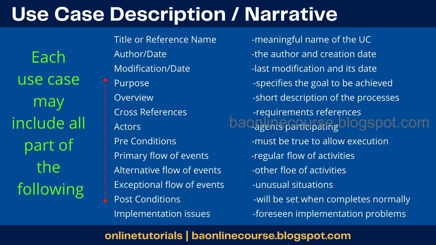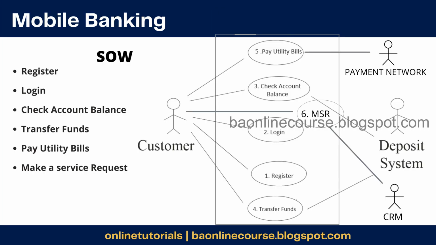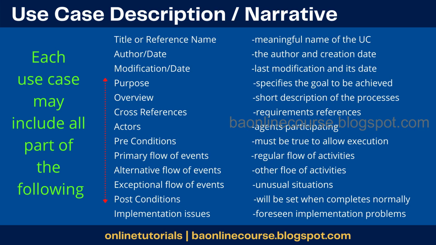Okay. Then you list down the actors. Who are all the actors involved in a particular use case? Like if you pick up check account balance, there is a customer, there is a deposit system, right? If there is a pay utility bills use case, there is a customer, and then there is a payment network, right? So you'll figure out all the actors. Usually you list down the primary actor separately. So you'll say that this guy is a primary actor. So whoever initiates the use case is considered a primary actor. Okay.